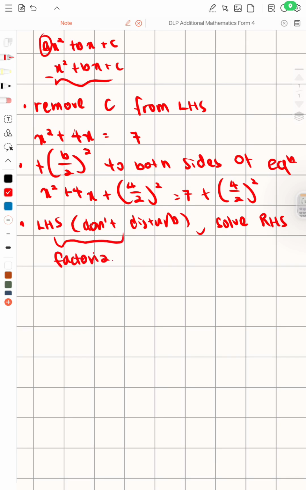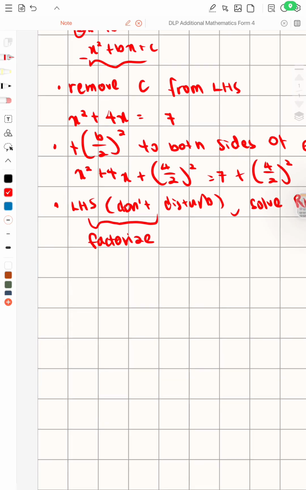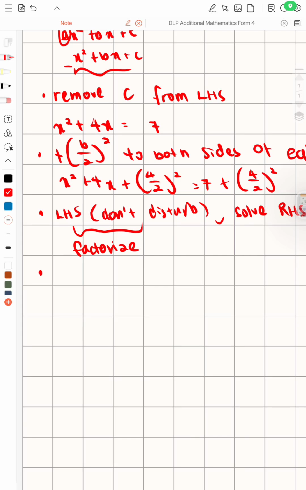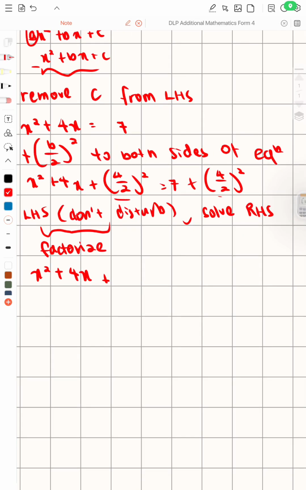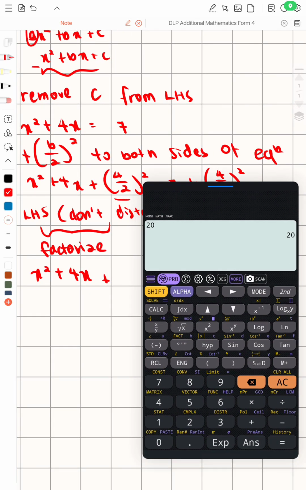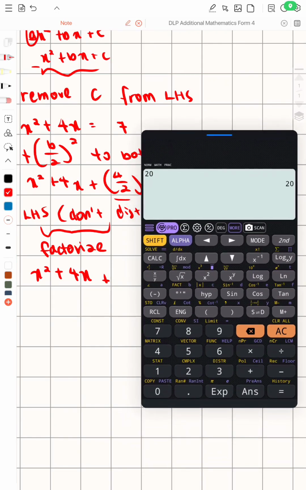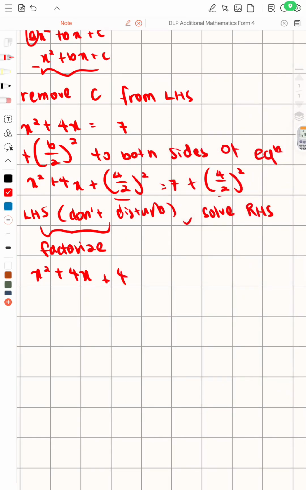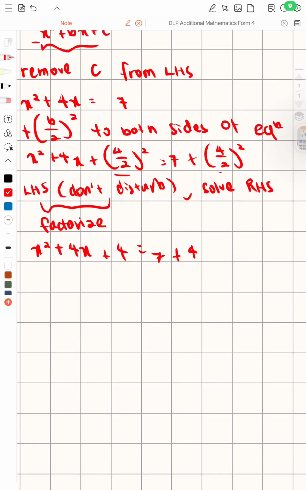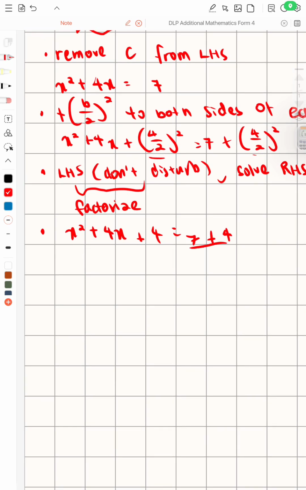So what you need to do on the left hand side is you factorize as usual. So factorize, use the factorization method. So you just simplify the 4 over 2 square first, which is, don't need to use calculator. So 16 over 4 is 4 lah. And then right hand side you also solve. And then okay, solve the right hand side, which is 11.